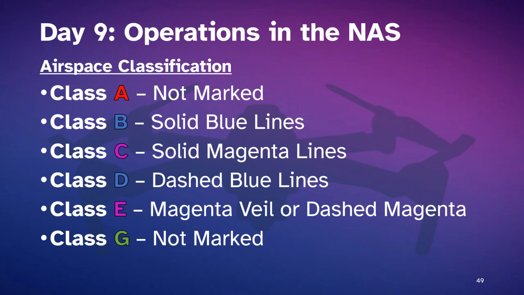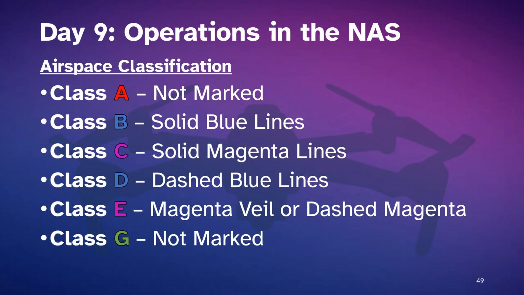Here are all the classes of airspace that exist in the United States. Alpha, Bravo, Charlie, Delta, Echo, and Golf. We do not have Foxtrot in the United States. And these are listed in order from most controlled to least controlled.